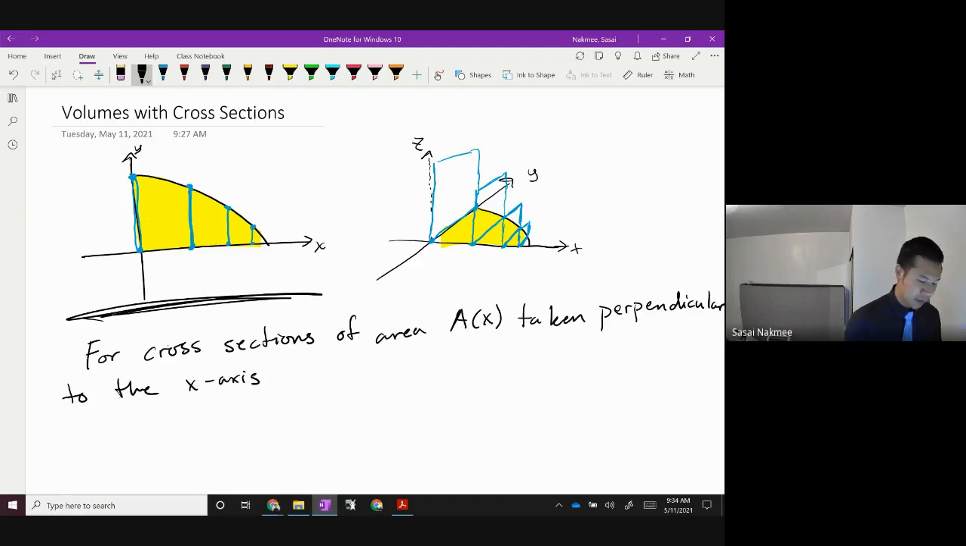Can you guys understand what I just wrote down there? This shape right here is perpendicular to the x-axis. What does that mean? If you look at this x-axis right here, that shape is cutting it and forming a nice little right angle. You see that?